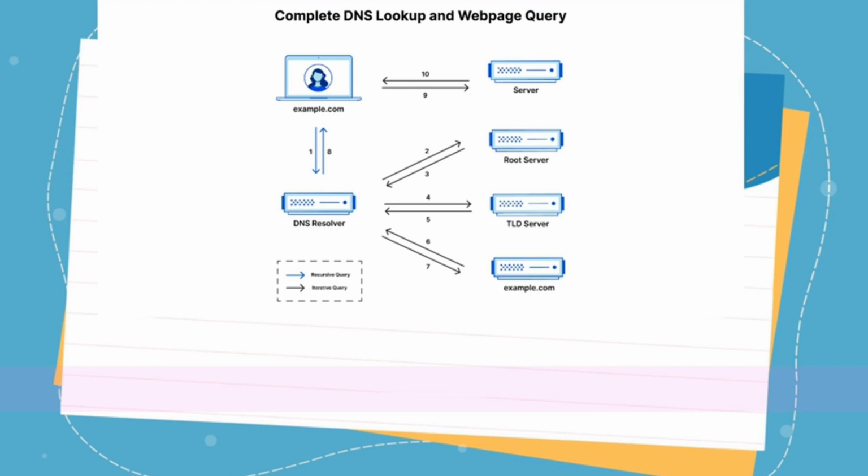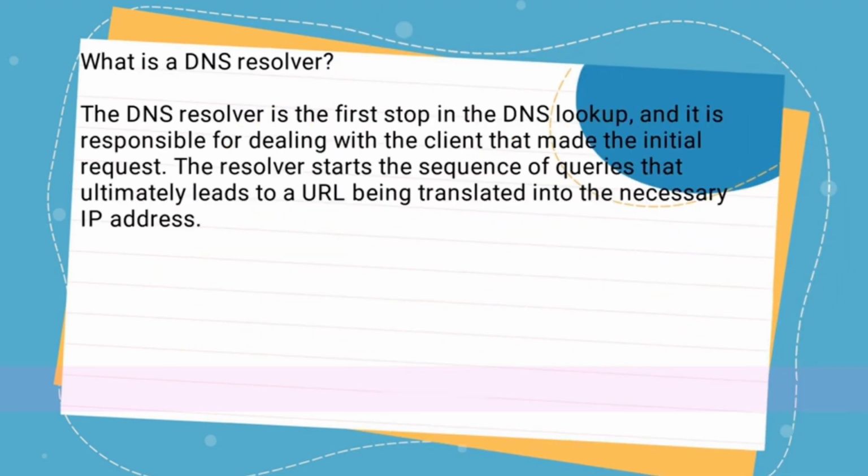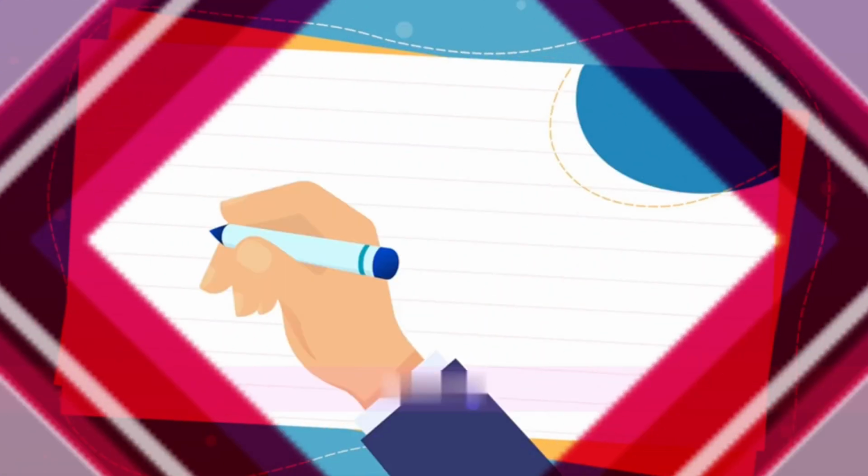What is a DNS resolver? The DNS resolver is the first stop in the DNS lookup, and it is responsible for dealing with the client that made the initial request. The resolver starts the sequence of queries that ultimately leads to the URL being translated into the necessary IP address.